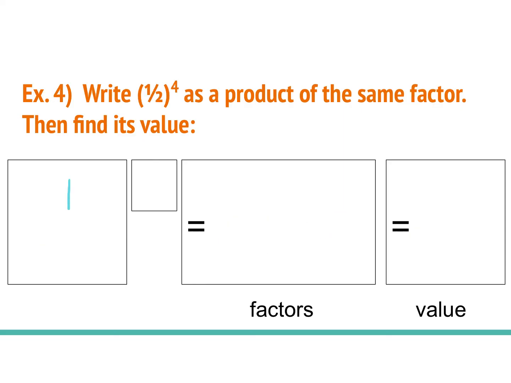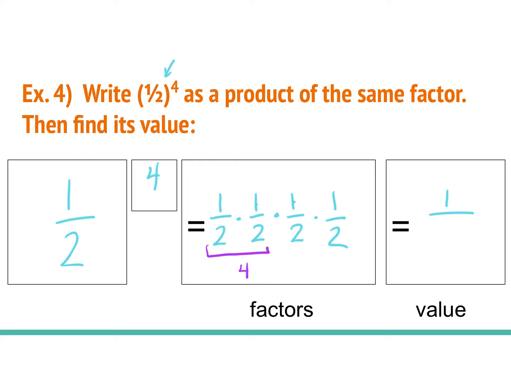Let's do the 1/2. Write 1/2 to the 4th power as the product of the same factor. It is very important that you put the parentheses in there so we know that everything in the 1/2 is being taken to the 4th power. So write it as a factor: 1/2 times 1/2. How many do I need? Yes, I need 4 of them. What is 1 times 1 times 1 times 1? That gives me 1. And what is 2 times 2? That's 4. What's 4 times 4? 16. So my value would be 1/16.